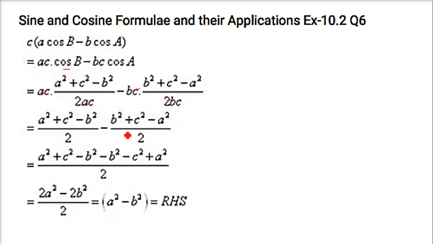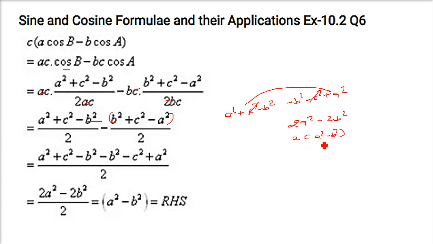So just take the subtraction of these two, because 2 is common here. So I am taking subtraction: a square plus c square minus b square. Since the minus sign is here, we are changing the sign: minus b square minus c square plus a square. So what do you get? This c square gets cancelled, and this will be 2a square minus 2b square. So you get 2(a square minus b square), and you already have a 2 in the denominator. So you get a square minus b square.